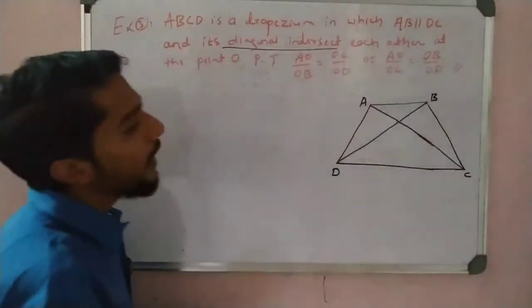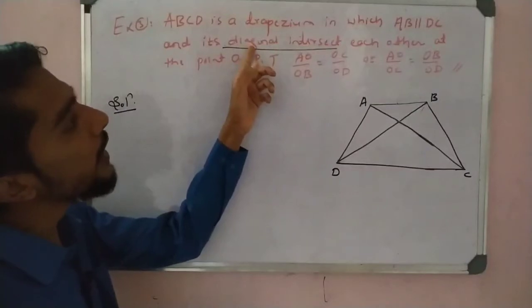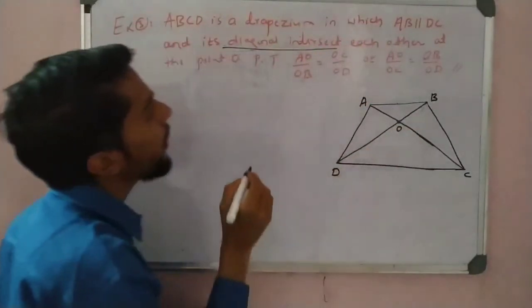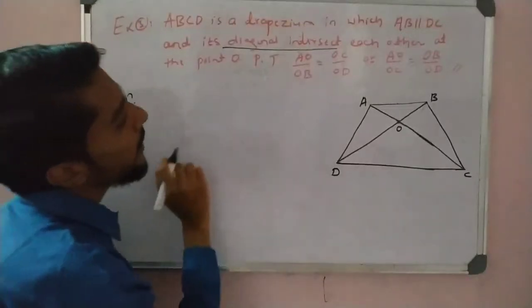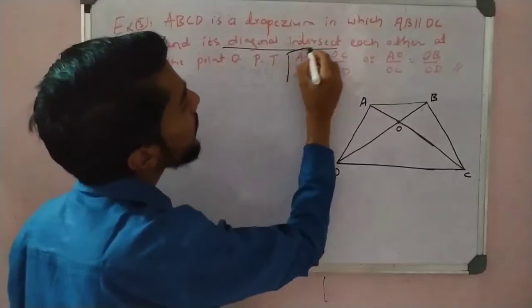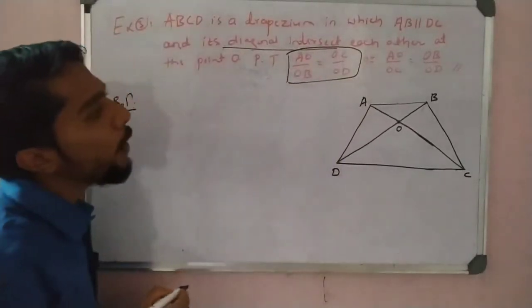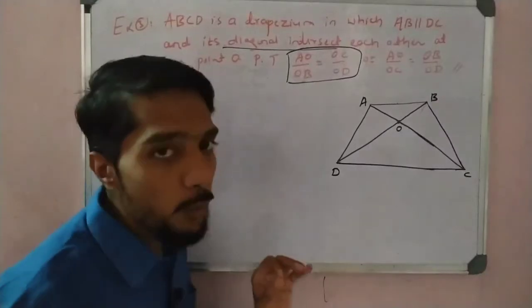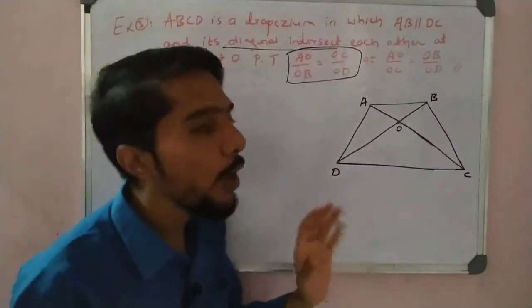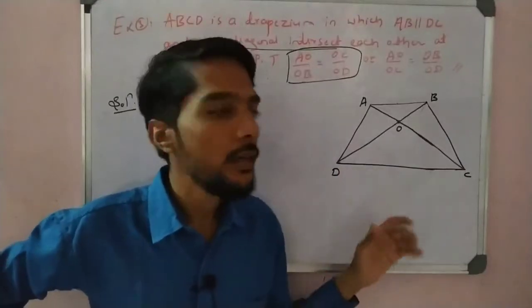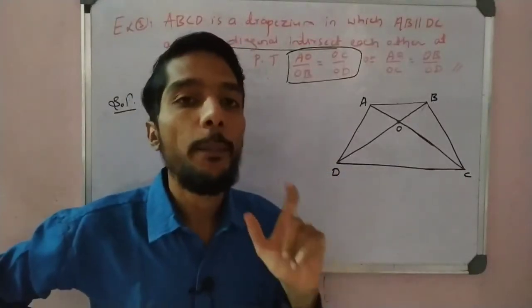Now see, they say that when the diagonals intersect each other at a point, this point is called O. We have to prove that AO by OB equals OC by OD. So let us see. For this we have to make a construction, because we know the BPT theorem. When we want to apply the BPT theorem here, we want a parallel line.